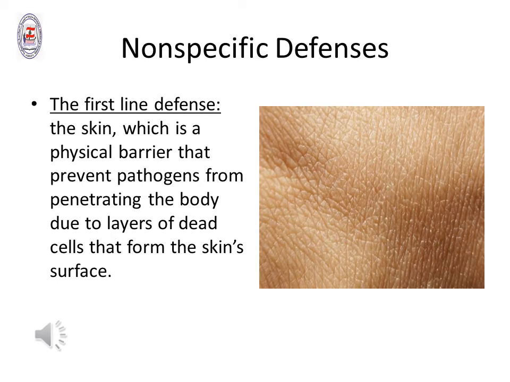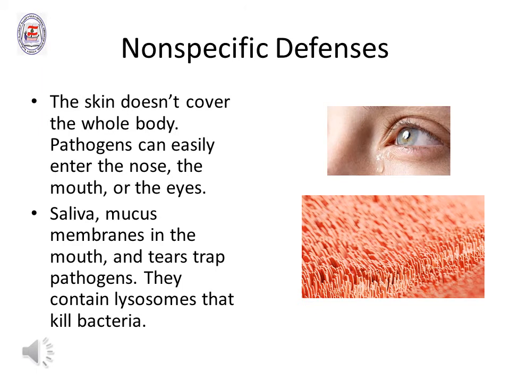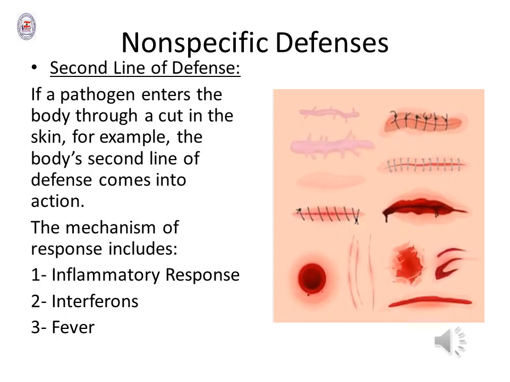The skin is the first line of defense in the nonspecific immune response. It is considered a physical barrier or wall that prevents pathogens from penetrating the body due to layers of dead cells that form the skin's surface. As you know, the skin doesn't cover the whole body, so pathogens can easily enter the nose, the mouth, or the eyes. Saliva, mucous membranes in the mouth, and tears trap pathogens. They contain lysosomes that kill bacteria. The skin, tears, and mucous membranes are the first line of defense in the nonspecific immune system.